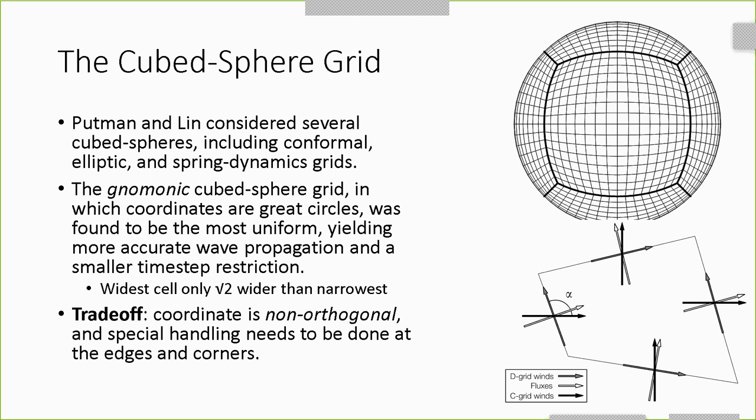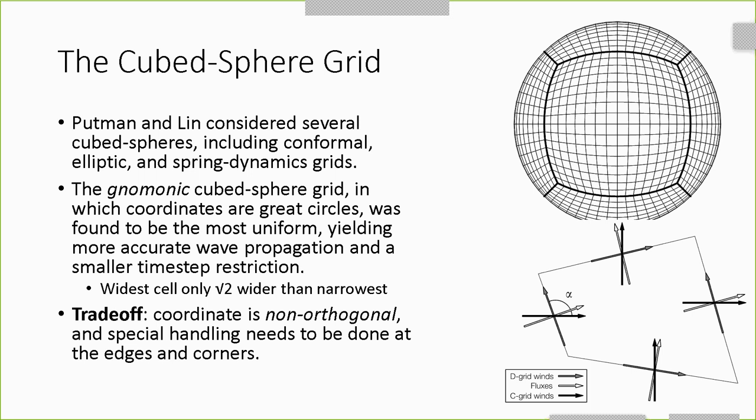When the cube sphere grid was first being formulated in FV3, they considered several different cube spheres, a couple of different buzzword names. What they eventually settled on would be the gnomonic cube sphere grid. The gnomonic simply means that the coordinates are great circles locally. This is found to be the most uniform grid. In particular, it had the smallest difference in grid cell size between the center and the edges.